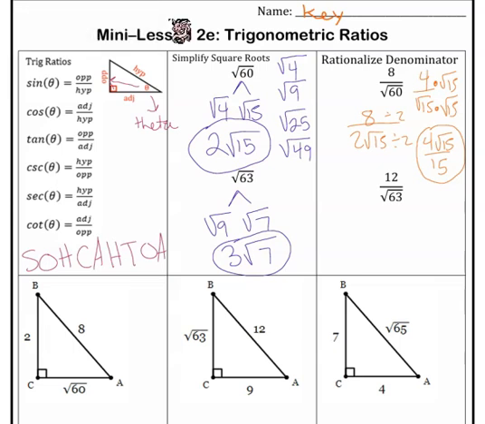On the next one, 12 over square root 63, let's rewrite it with the simplified square root. 12 divided by 3 is 4. So we have 4 over square root 7. Rationalize, multiply by the unity fraction square root 7 over square root 7, and then you get 4 square root 7 over 7. You can't simplify this anymore, so this is your simplified expression, your rationalized denominator.